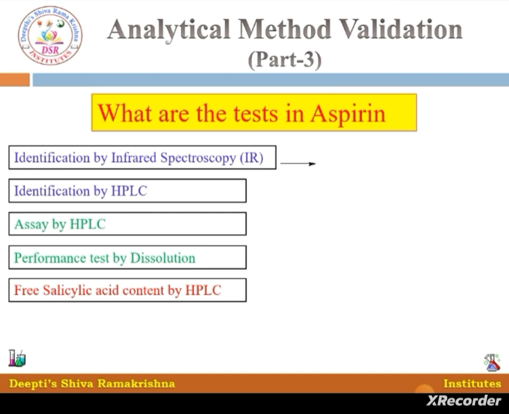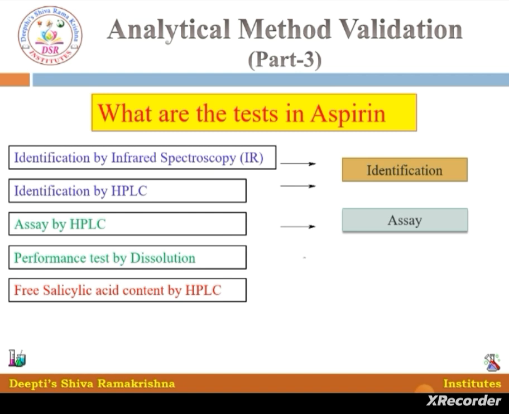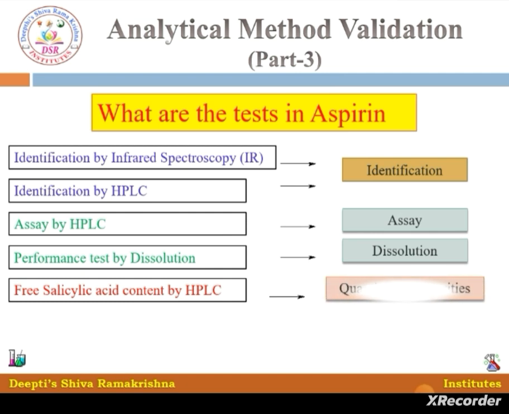Identification by infrared spectroscopy, IR, and identification by HPLC, these two come under the identification test category. Assay by HPLC comes under the assay test category. Performance test by dissolution comes under the dissolution test category. Free salicylic acid content by HPLC will come under the quantitative test for impurities. These types of test categories we have already discussed in the previous slide. Let us go one by one.